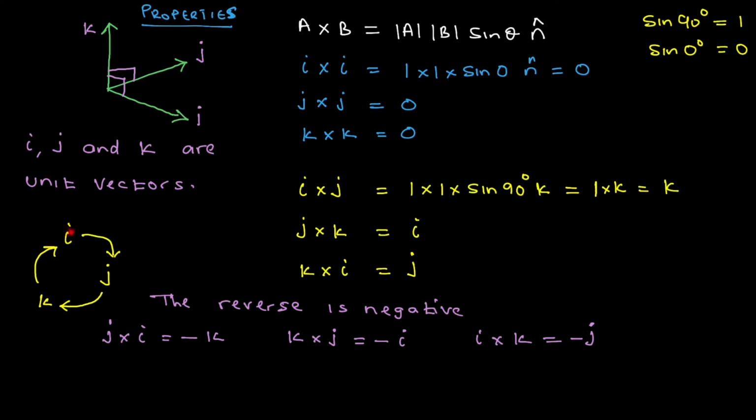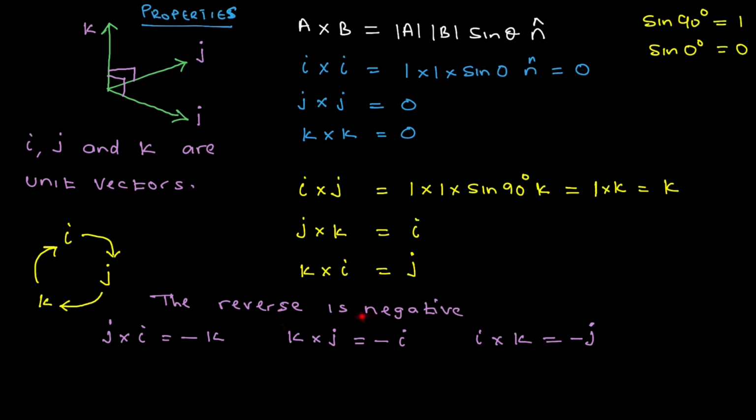j cross k will give you i, and k cross i will give you j. The way to remember is to use a circular connection here. You start with i because i is your x, j is your y, and k is your z. You only start with x, y, z, in terms of increasing alphabet. So if you do i cross j, you get k, and you have to go in this direction, obviously. Then j cross k gives i, and k cross i gives j.